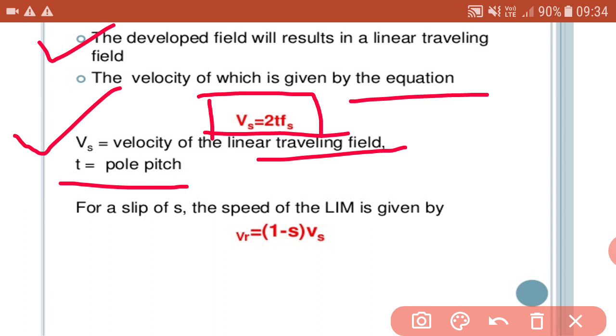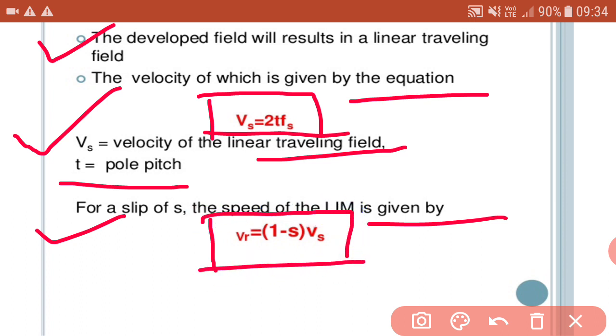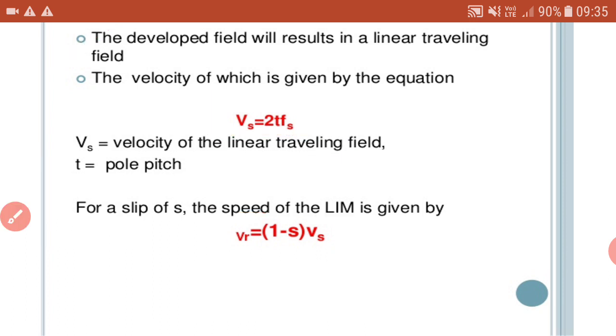Now for a slip of S, the speed of the linear induction motor is given by Vr equal to (1 minus S) into Vs. See, what is S? S stands for slip. So the speed of the linear induction motor, known as the relative speed, is Vr equal to (1 minus S) into Vs.